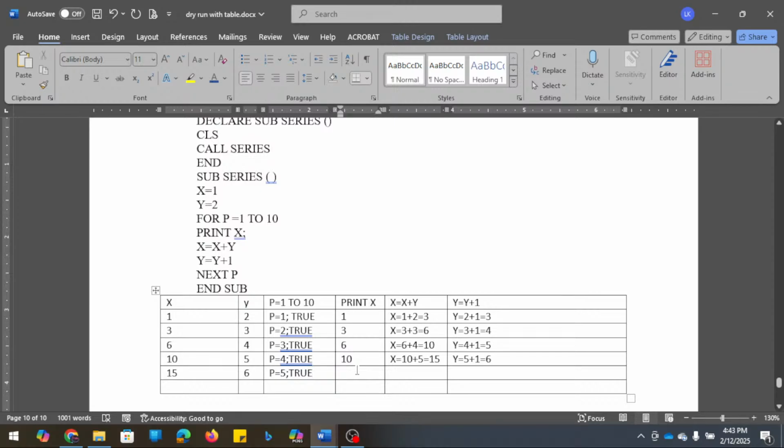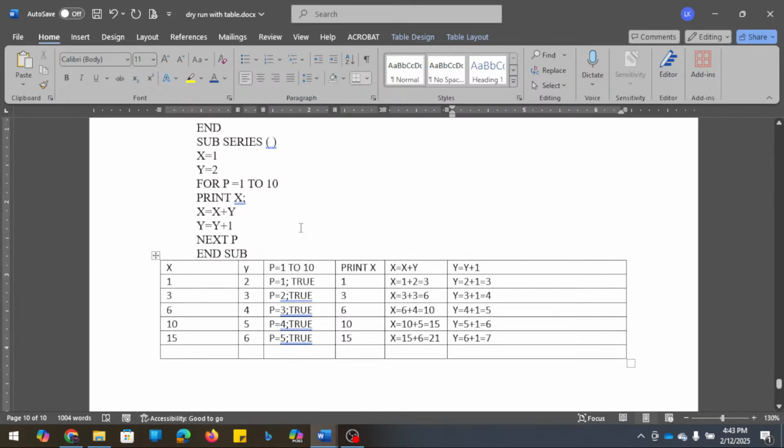Now x is 15. So x is now x plus y. So x is 15, y is 6, that gives 21. So what is y? Y equals 5 plus 1. Y plus 1, y is 6 plus 1, that is 7. Okay.